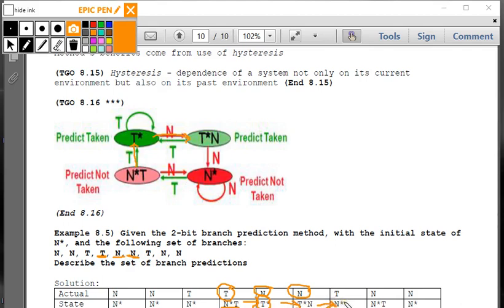N*, taken or not taken? Turns out it's T, so where do we move to? N*T. And we're at N*T. We have N. What does that mean? It means we don't take it and we were correct, which means we go to what state? N*. N*. Very good. So that is your solution.